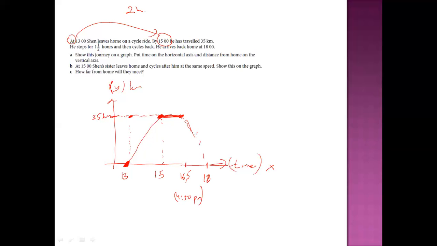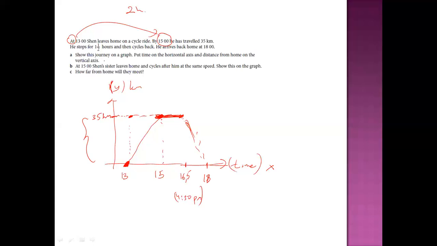What's the difference between 16.5 and 18? Of course, 1.5. So the same distance, 35 km, but not the same time. When he goes to the target point, it takes 2 hours, but when he comes back home, it takes 1.5 hours. So it's not the same. And what's the question?